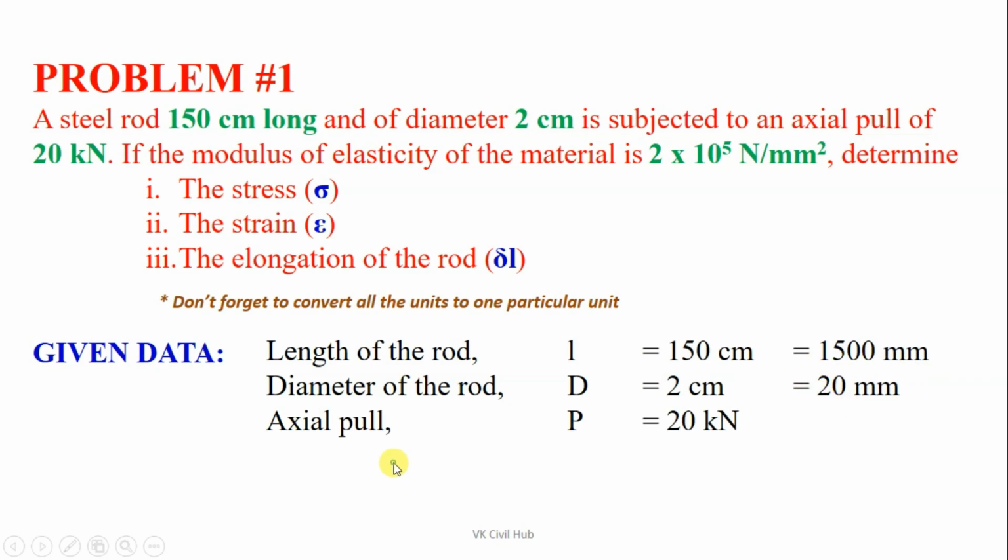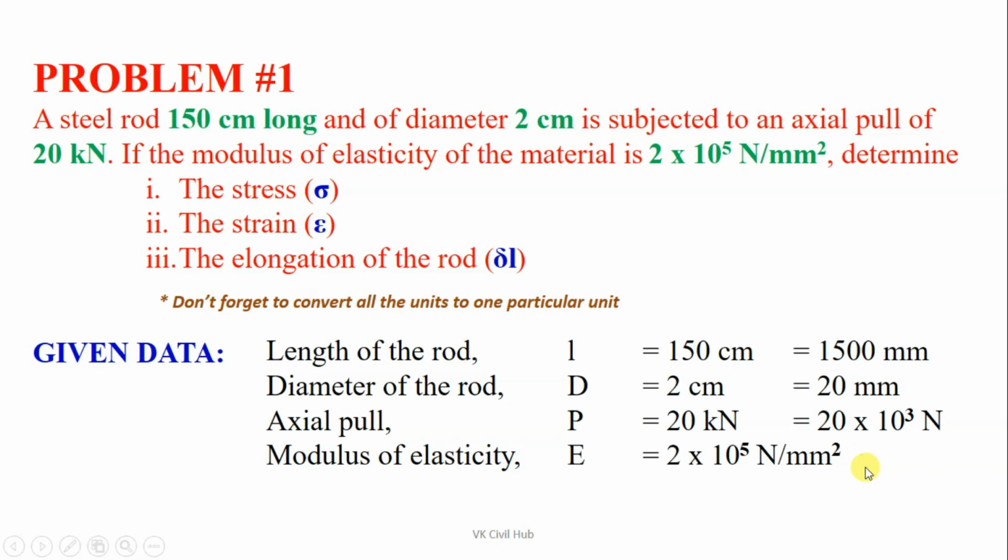Axial pull P is given by 20 kN. It's converted to 20 into 10 power 3 newtons. Modulus of elasticity capital E is given as 2 into 10 power 5 Newton per mm square. So these are all the given data.